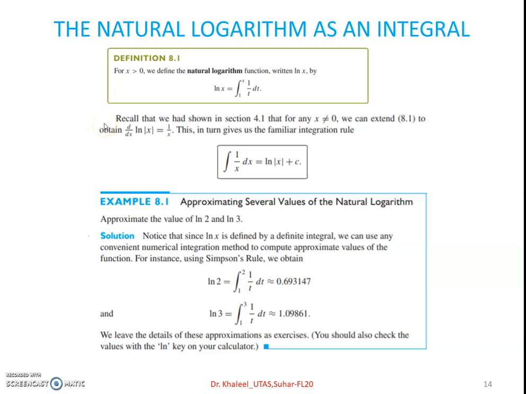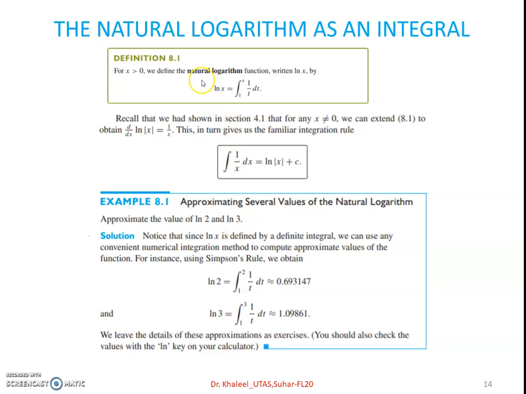And lastly we come to how to find the values of the natural logarithms using the integral. So for x greater than 0, we define the natural logarithmic function, written ln x, by ln x equal to the integral from 1 to x of 1 by t dt. So this is the definition, and this definition we are going to use to find the value of any natural logarithm. For example, find the approximate value of ln 2 and ln 3.